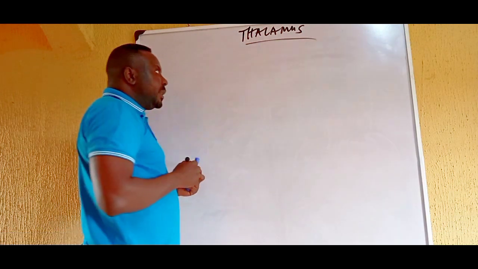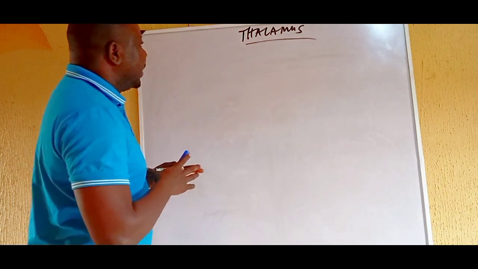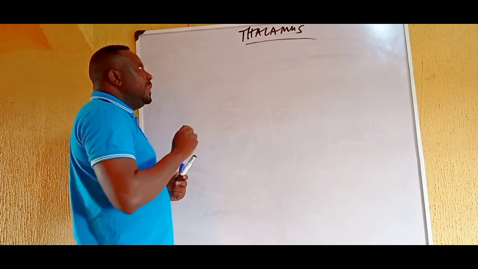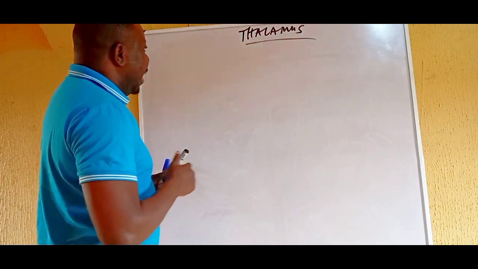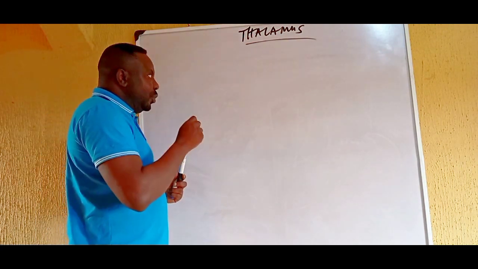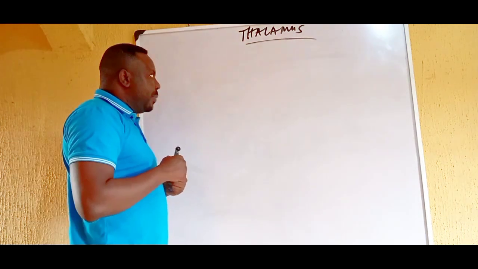Today we'll be talking about the thalamus. The thalamus is a diencephalic structure. It is actually the largest structure in the diencephalon. And of course, the thalamus is actually above the midbrain.